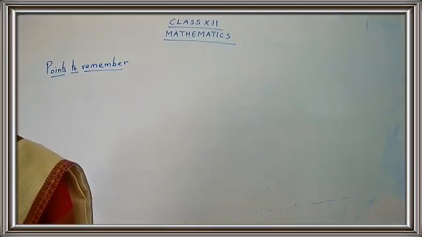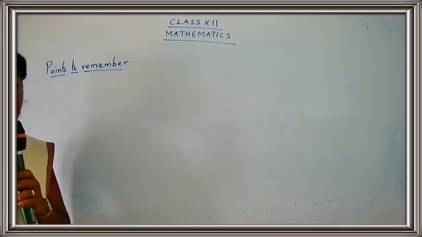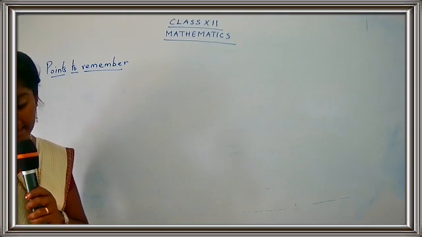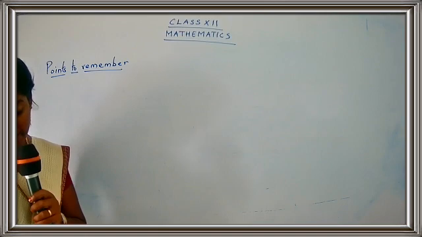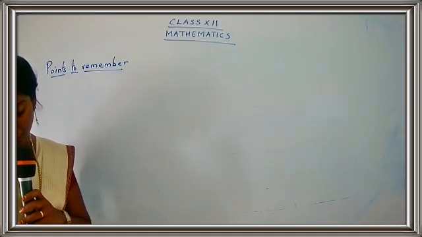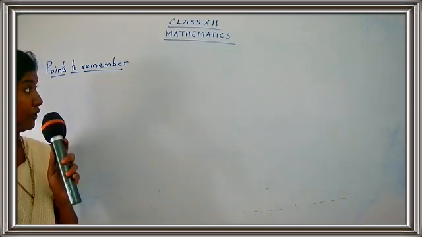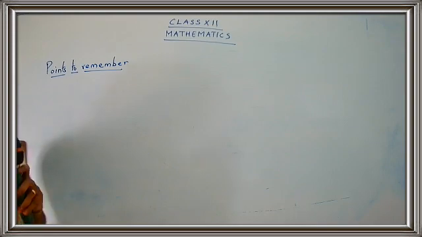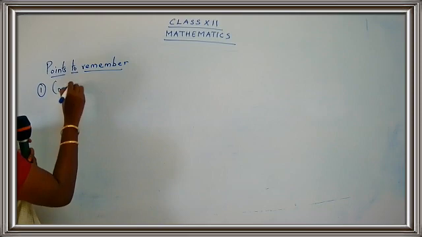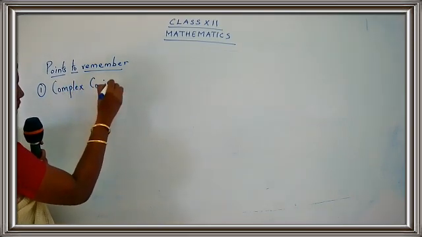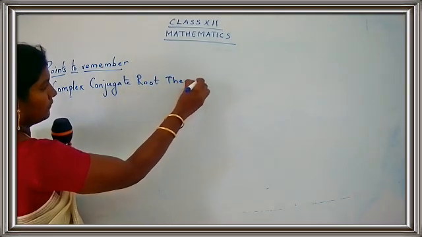So you're going to take your maths textbook. You're going to refer page 107. Take page 107. You can see in page 107, a theorem 3.2. That is the complex conjugate root theorem. And that is the first point that we are going to write down under points to remember. So write down here, first one, complex conjugate root theorem.